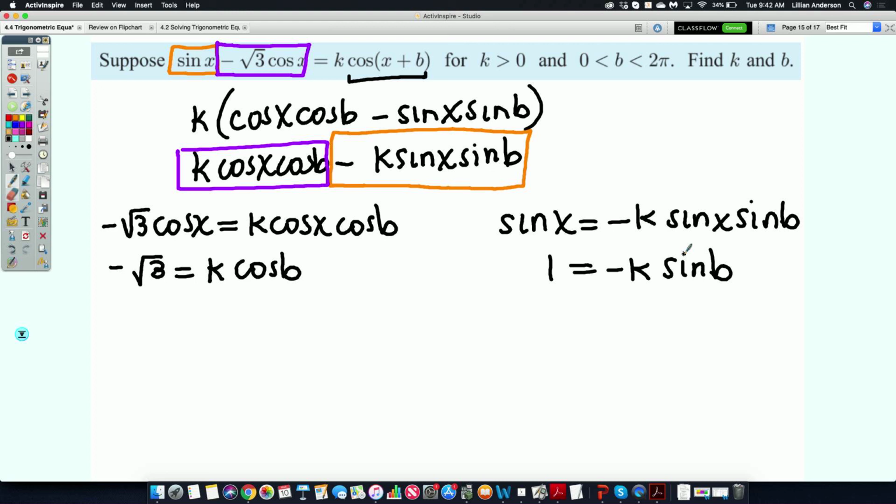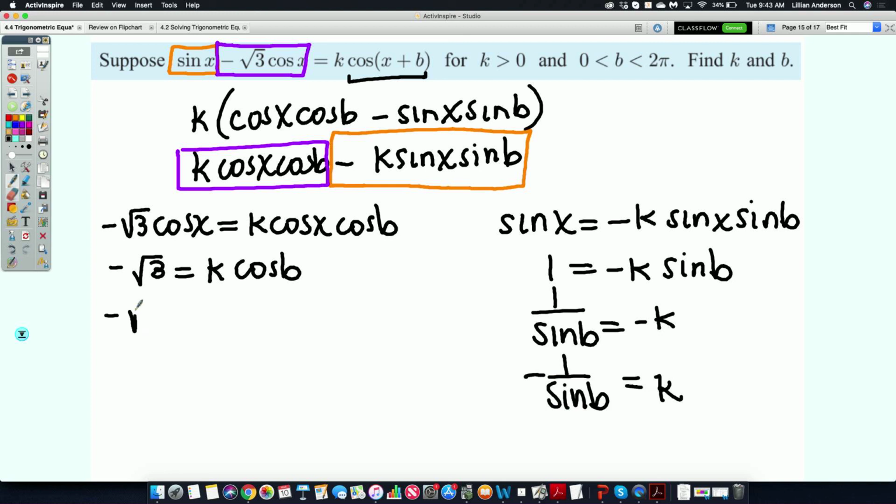I'm going to solve for k. That'll probably be the easiest thing to do. Which equation should I solve for k in? This one here? Okay. So if I do that, this becomes 1 over sine b equals negative k. So then k is going to equal negative 1 over sine b. So then I can plug that in over here. This gives me a negative square root of 3 equals a negative 1 over sine b times cosine b.